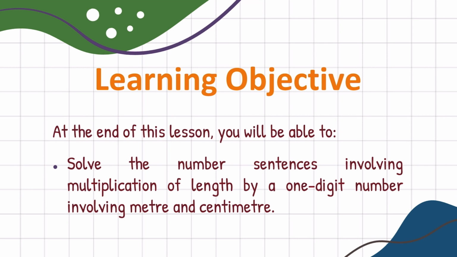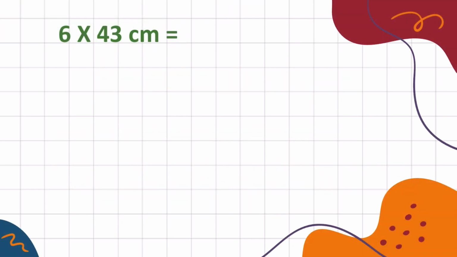Basically, when we do multiplication of length, it's just the same as other multiplication. We will use the same method and the same standard written method. We only need to write the unit of length, either meter or centimeter, when we do the calculation. Now let's look at the first example.